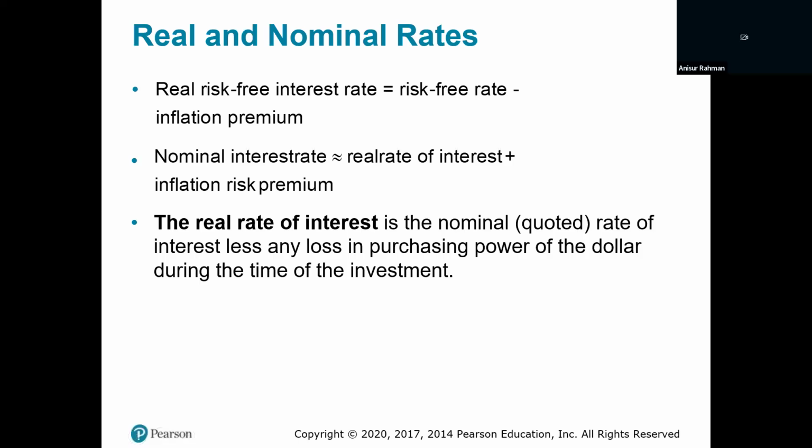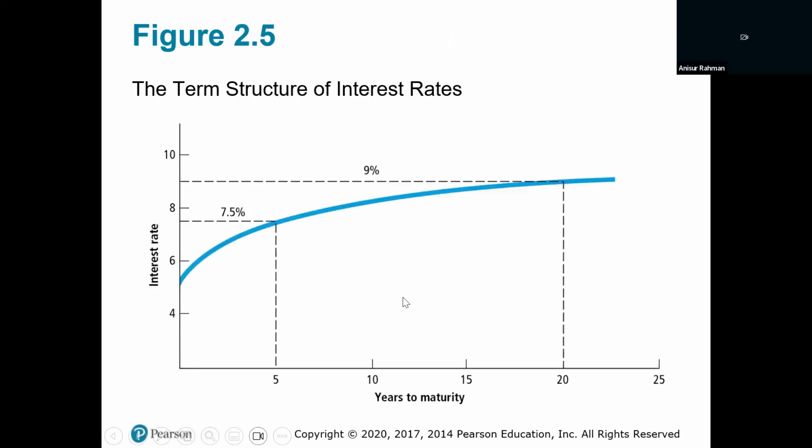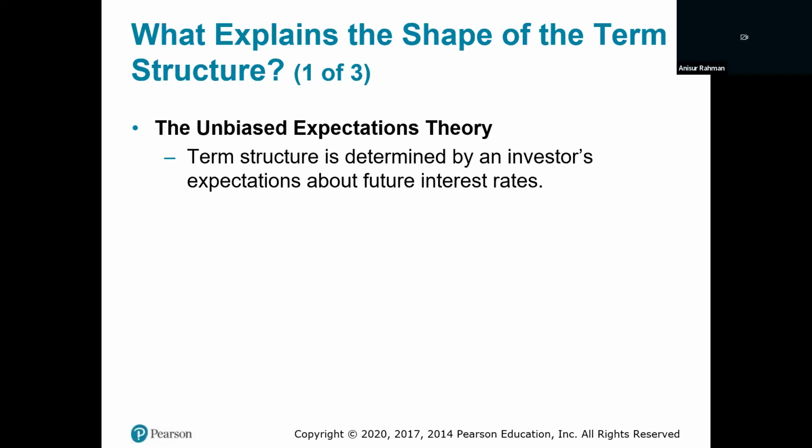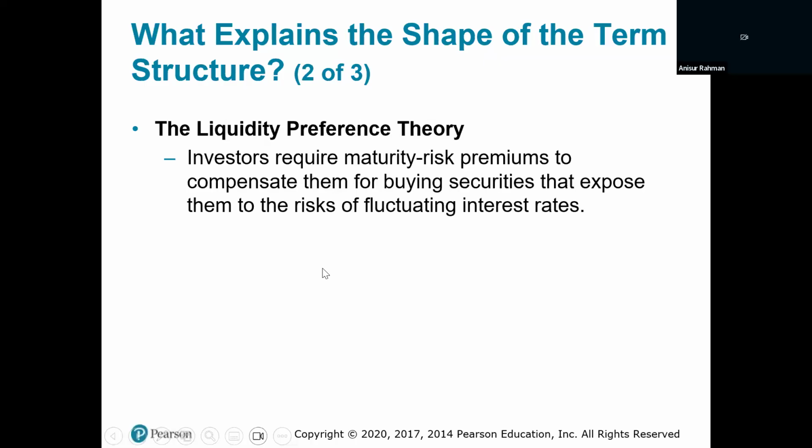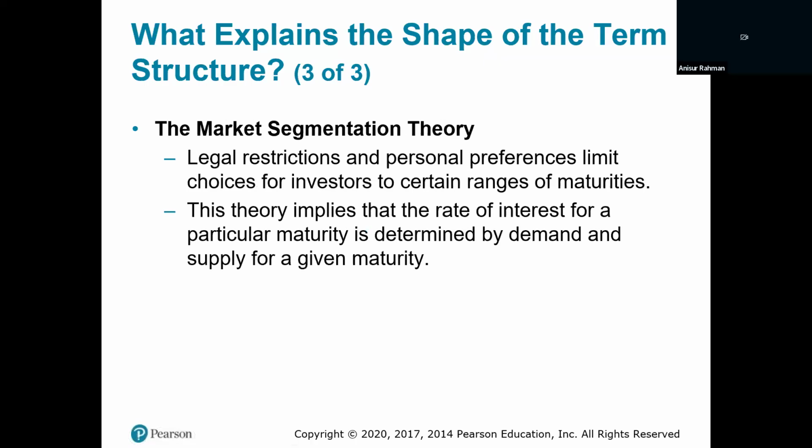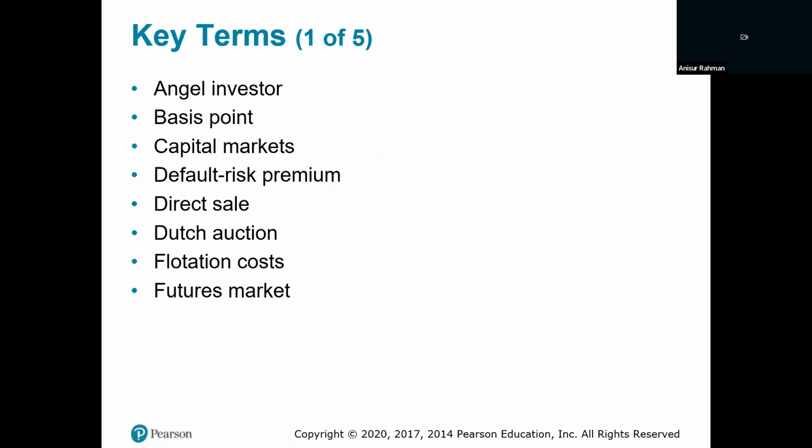To get to nominal, you have to add the inflation. In other words, because it is real, it does not include inflation. So there are some theories that explain the shape of the term structure: unbiased expectation theory, liquidity preference theory, market segmentation theory.